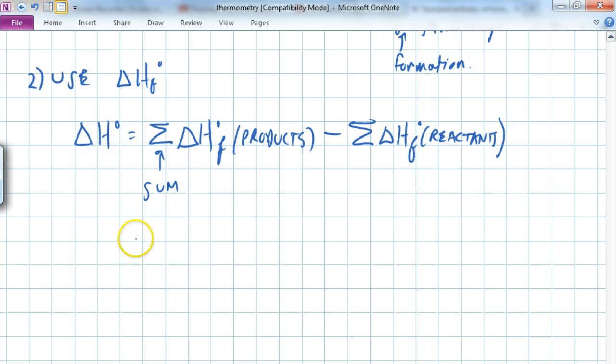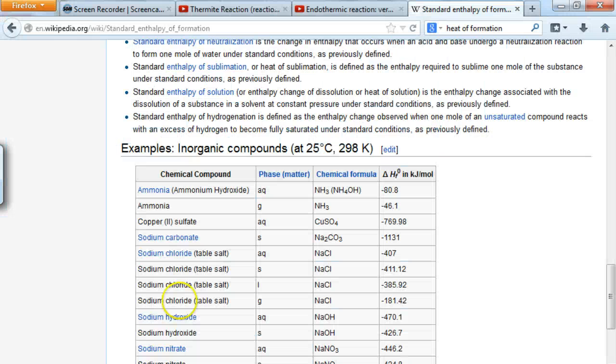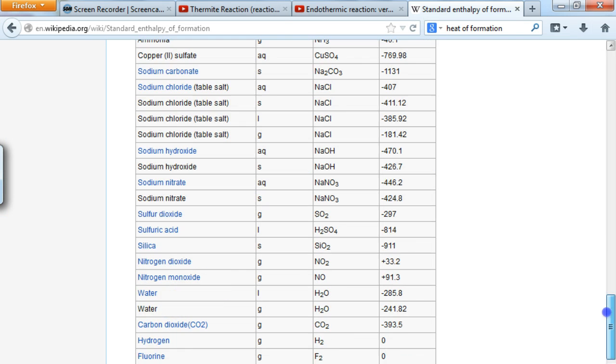So let's look at an example. CH4 gas plus 2O2 gas yields CO2 gas plus 2H2O liquid. And we want to know delta H. So here's the question. What we do is we look up in a table. And if I look up a table, let's see if I have methane in here. It looks like I don't, probably.